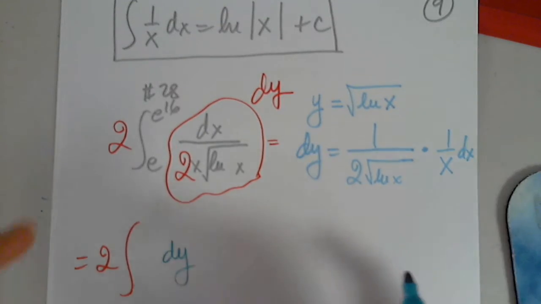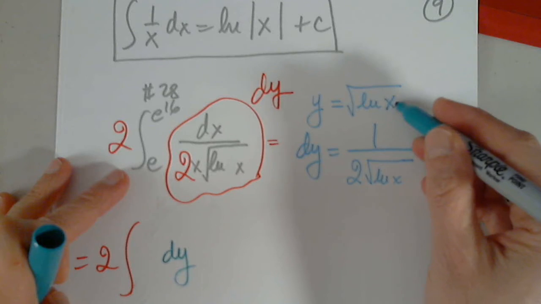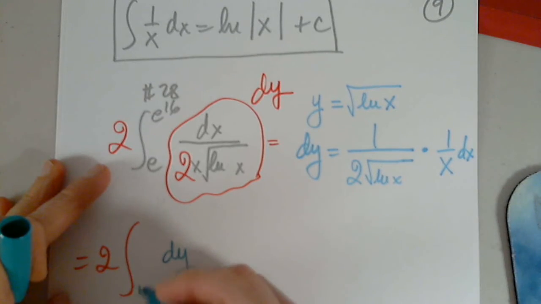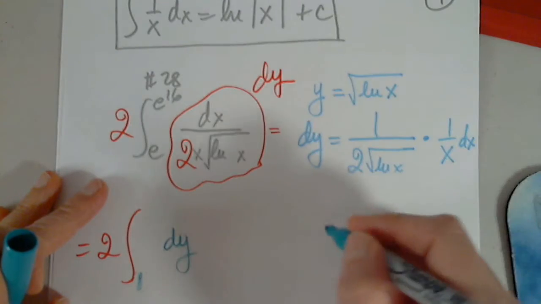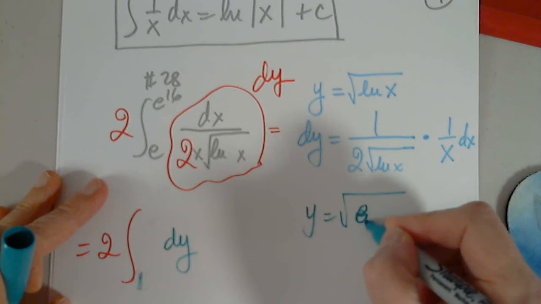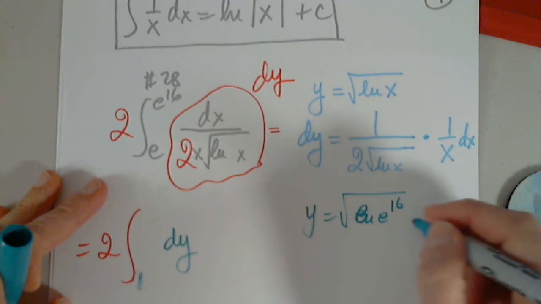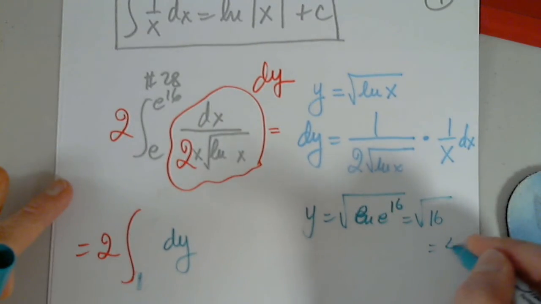But now, when x is e, natural log e is 1, the square root of 1 is 1. Now, e to the 16th, natural log of e to the 16th, I bring down 16, I have the square root of 16 times natural log e, which is 1. So this will be 4.